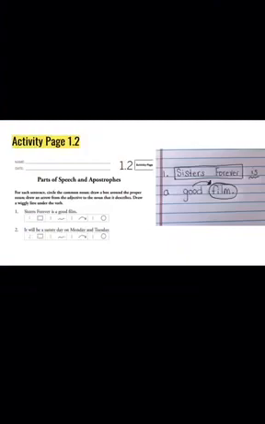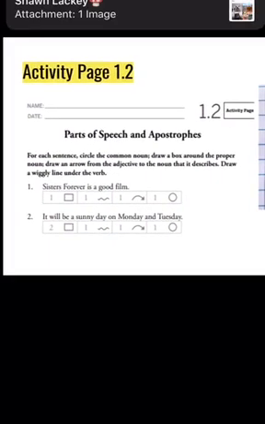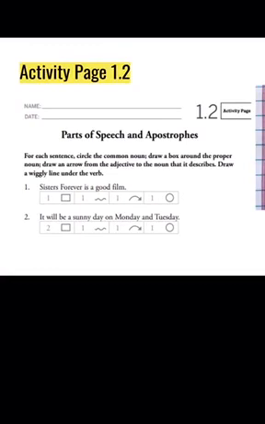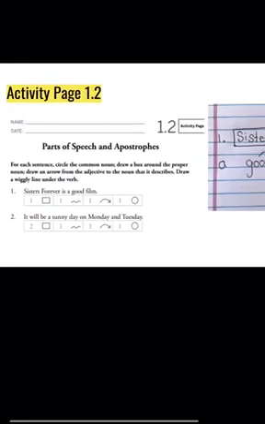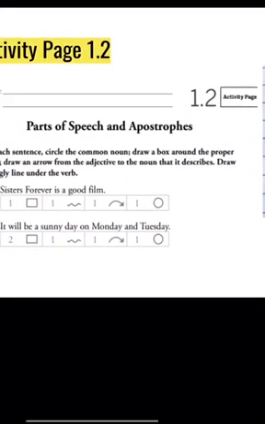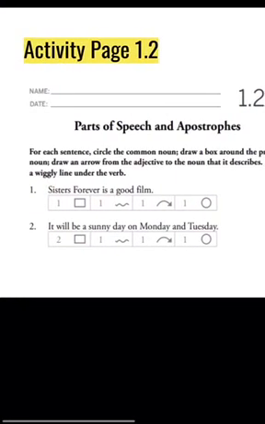Activity page 1.2. For each sentence, you're going to circle the common noun, draw a box around the proper noun, draw an arrow from the adjective to the noun that it describes, draw a wiggly line under the verb. Okay, that sounds like a lot, right? And when I first looked at this page, I said, what is in all of those boxes? What are all those pictures and the numbers?